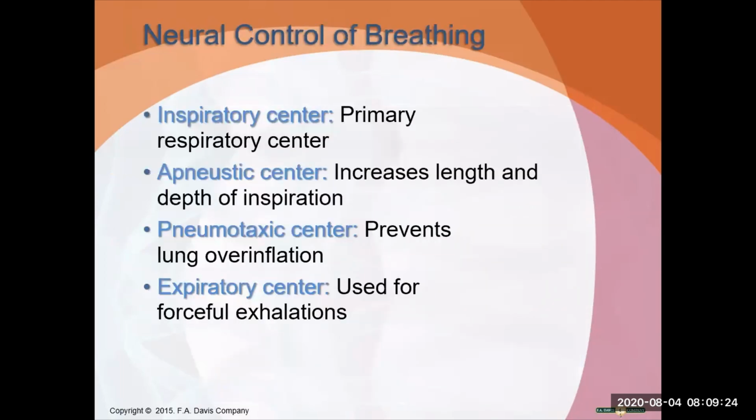Neural control of breathing. Unlike cardiac muscle, which contains intrinsic pacemakers, the muscles used for breathing are skeletal muscles, and skeletal muscles require nervous system stimulation to contract. Although a variety of factors affect the rate and rhythm of breathing, the respiratory centers responsible for automatic, unconscious breathing reside in the medulla and pons, part of the brainstem.